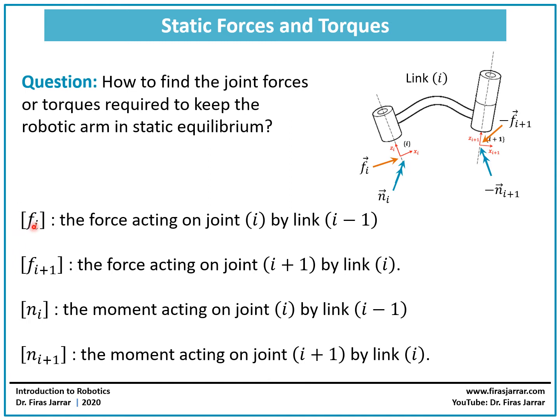So we have the summary here for the designation that we're using. Fi between brackets represents the force vector. So it's a 3 by 1 column matrix, Fx, Fy, and Fz. And I, again, means it's acting on the joint I by link I minus 1. And here, this is the force acting on the joint I plus 1 by link I. And the N here is the symbol used for the moment, and we have a similar definition as we have above for the forces.